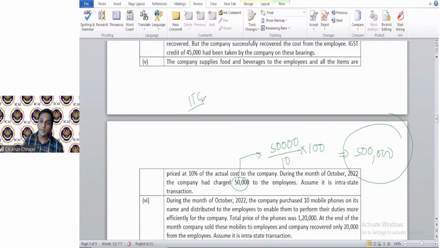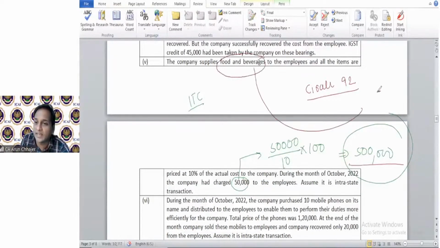Fine. Listen to my point carefully. I would be allowed to take the input tax credit. Why? As per Circular 92, this is one of the good exceptions. Circular 92 says if the outward supply becomes taxable, because I am paying the GST on the 5 lakh, irrespective of whether it is in the block category, you can take the ITC.